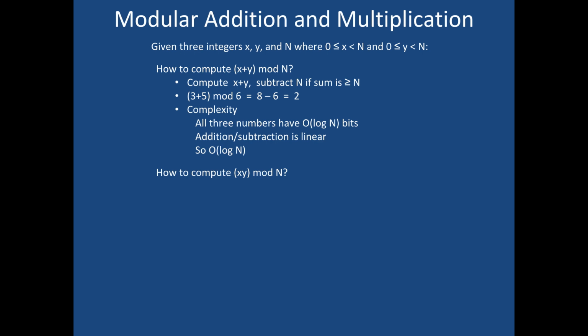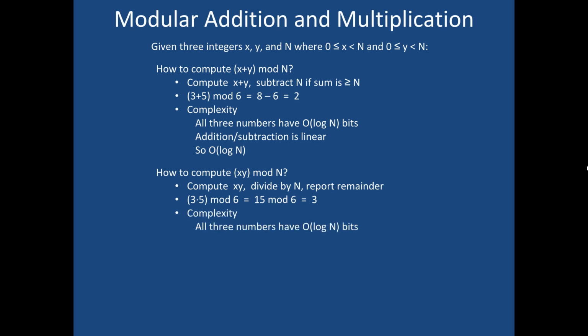How do we get the number down? How do we simplify it down to a number that's between 0 and n? Divide by n and get the remainder. Okay? So that's what you do. So 3 times 5 mod 6 is 15 mod 6, which is 3.